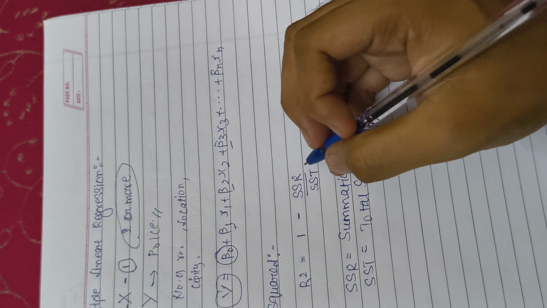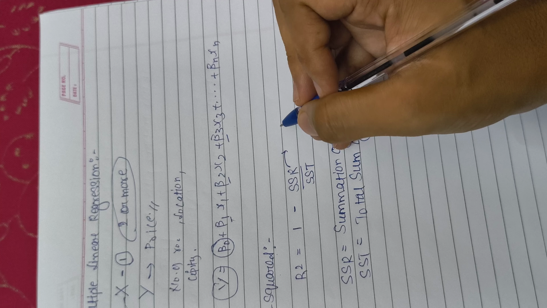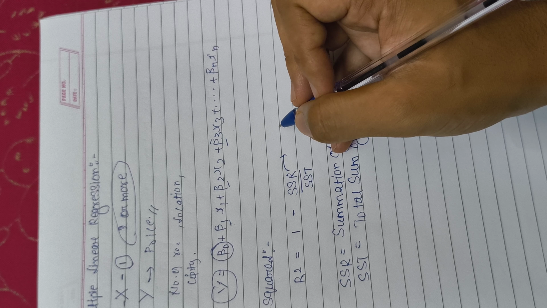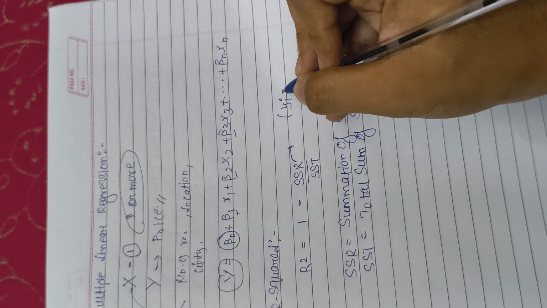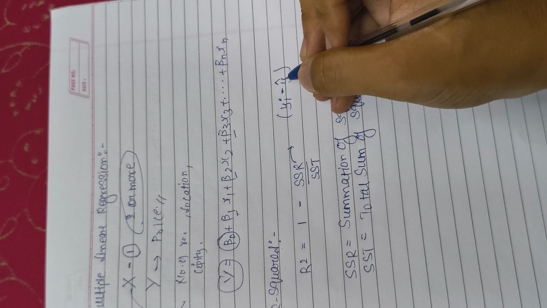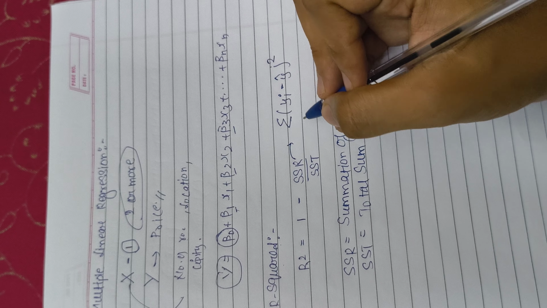Just see here. What do you mean by SSR? SSR is sum of the square residuals, and residuals means what? Error. Error means what? Actual value minus predicted value, and it is squared, so we have squared it, and it is a summation, so this is the sigma sign.